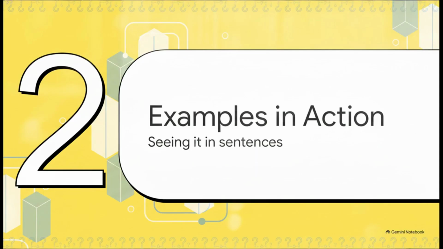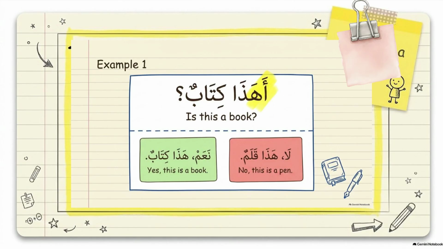Okay, let's head into section 2, examples in action. Let's see exactly how these look when we put them into full sentences. Is this a book? The basic statement here is hada kitab, meaning this is a book. To ask, is this a book, we just drop that a right at the front. Ahada kitab? Let's say that again. Ahada kitab? If the answer is yes, we say naam, hada kitab. Yes, this is a book.